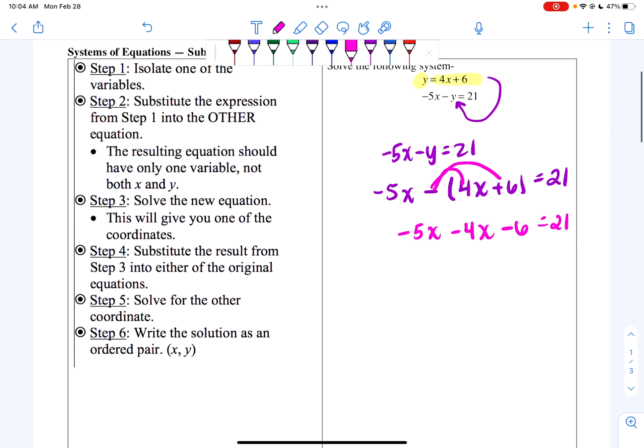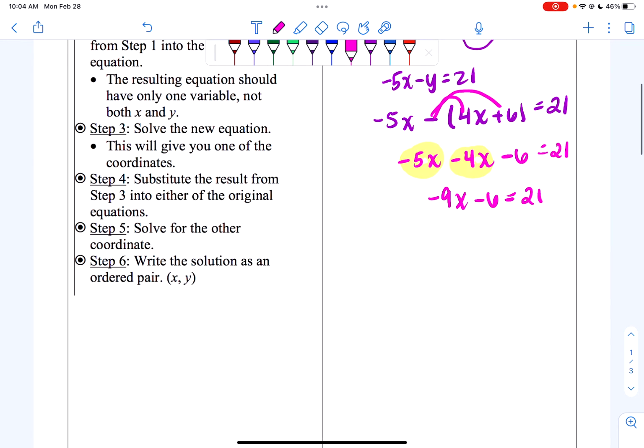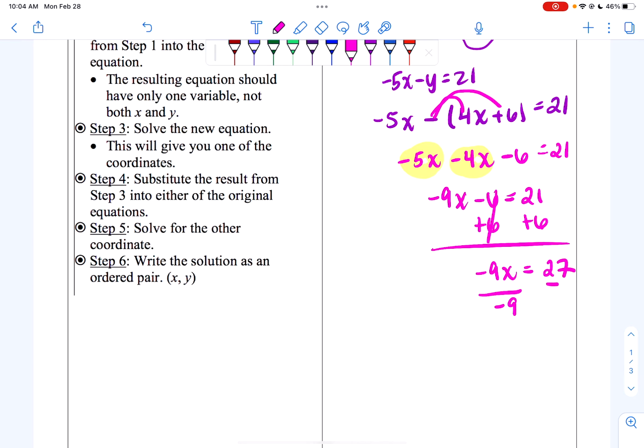Now I combine like terms of negative 5x and negative 4x, and that gives me negative 9x minus 6 equals 21. Now to get rid of that minus 6, I add 6 to both sides of my equation, and I get negative 9x is equal to 27. Now, I need to get x by itself, so I'm going to divide both sides of my equation by negative 9, which gives me x is equal to negative 3.